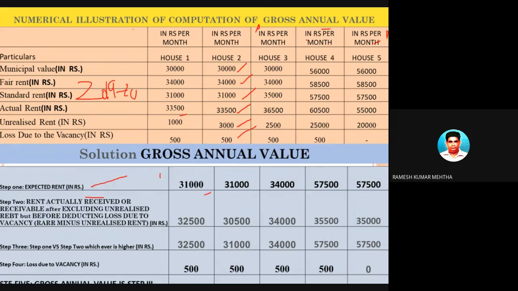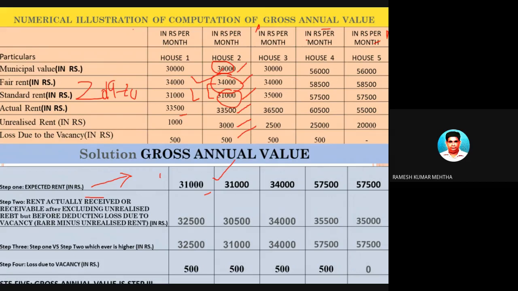So first, step number one, we have to find out the expected rent or reasonable expected rent. It is municipal value versus fair rent, whichever is highest. So 34,000. Compare this fair rent with standard rent, which is 31,000, and among them, whichever is lowest. So 34,000 versus 31,000, whichever is lowest is 31,000. So that is the expected rent or reasonable expected rent, number one.